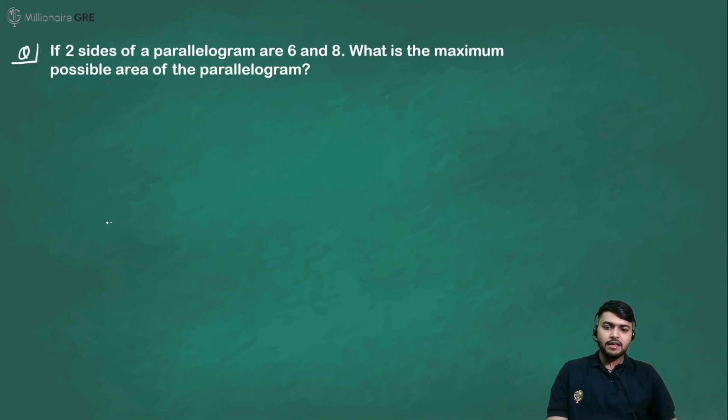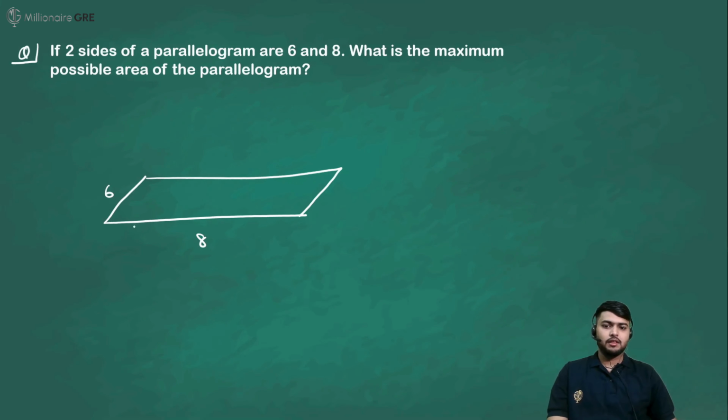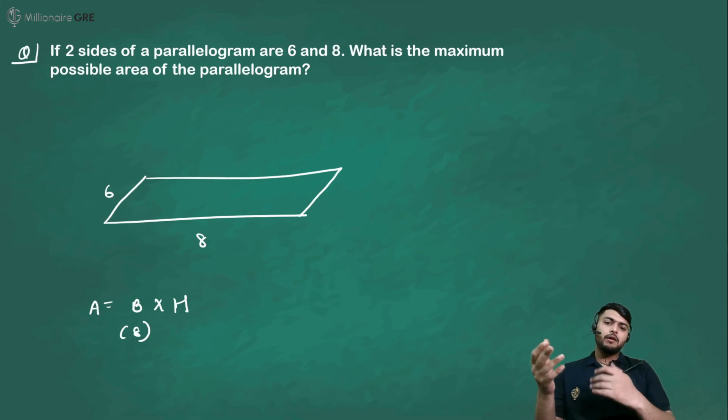Let's take the base as 8 and 6 is attached at this vertex. This is how the parallelogram looks like. Now, area of a parallelogram is base times height. We have already fixed the base as 8. Now height is flexible. Area would be maximum when height is maximum.